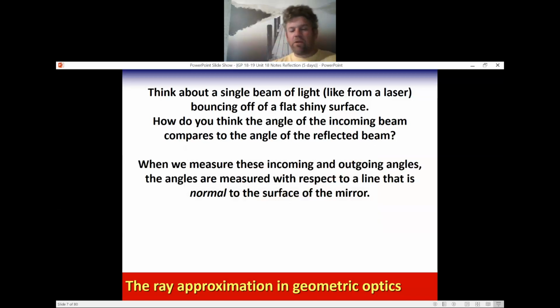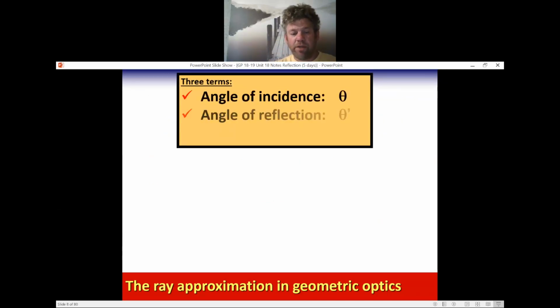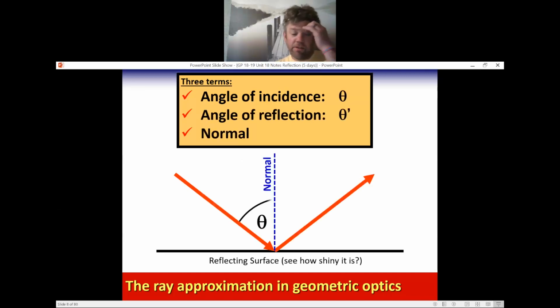When we measure these incoming and outgoing angles, they are measured with respect to a line that is the normal to the surface of the mirror. So some terms for you: angle of incidence, angle of reflection, and the normal. The normal is always perpendicular to the reflecting surface. If it's a completely flat surface, it's perfectly perpendicular. If it's angled, like on a ramp like we did way back when, it's still perpendicular to that surface.